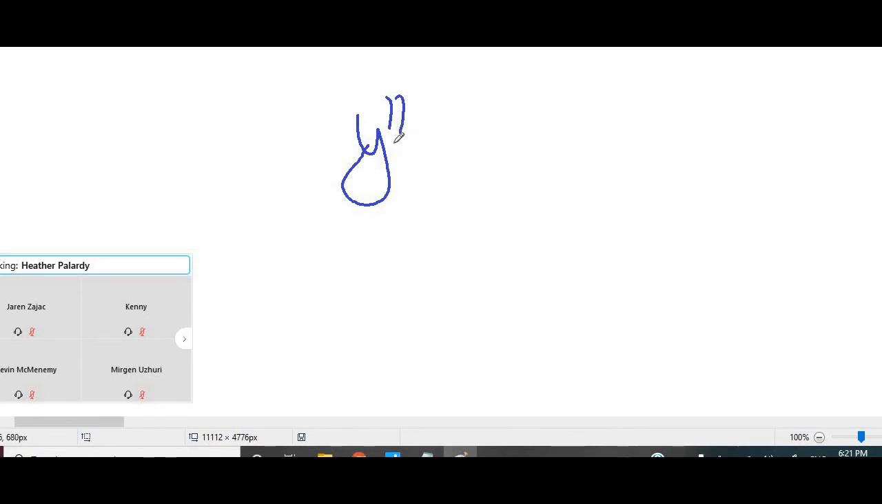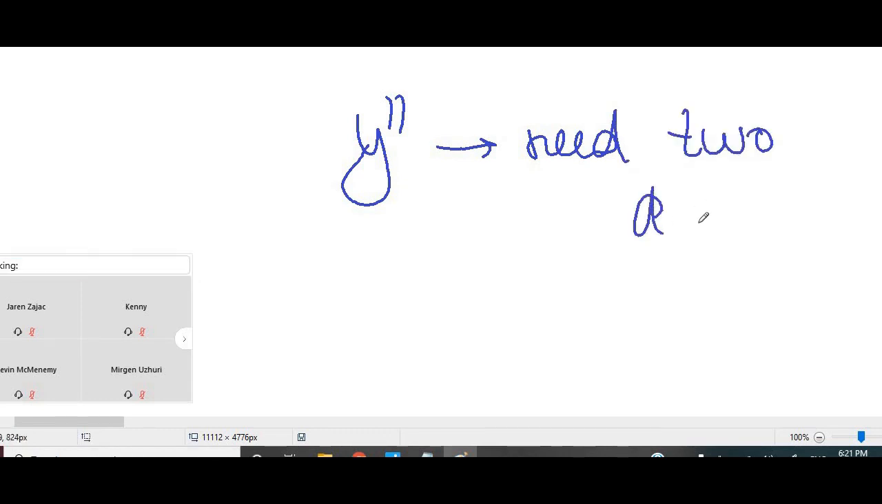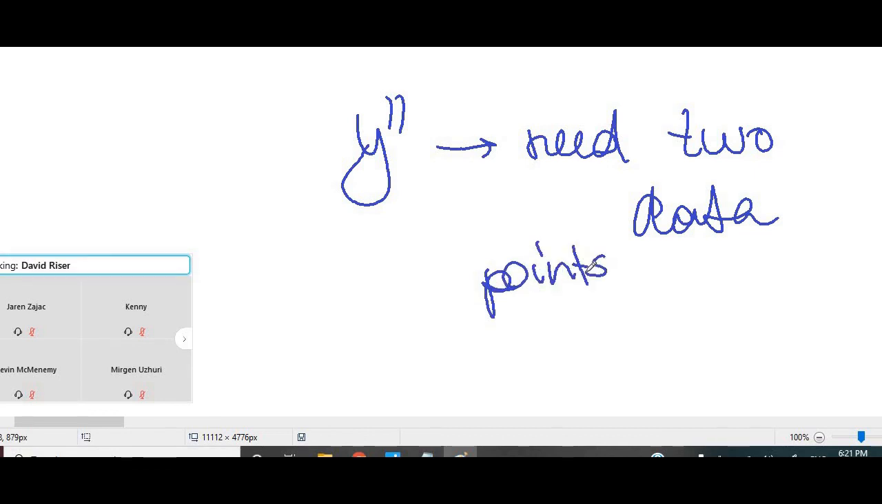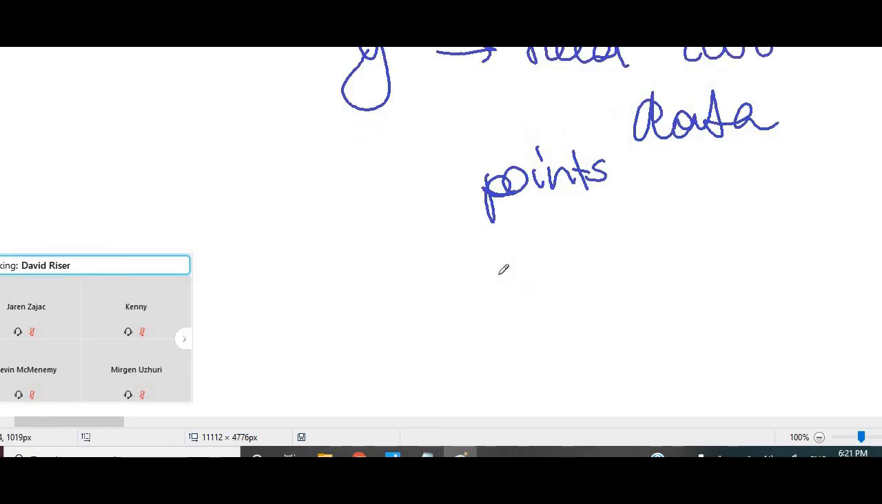Second order, how many initial values will you need? You'll need at least 2 data points. And here's what I'm saying.